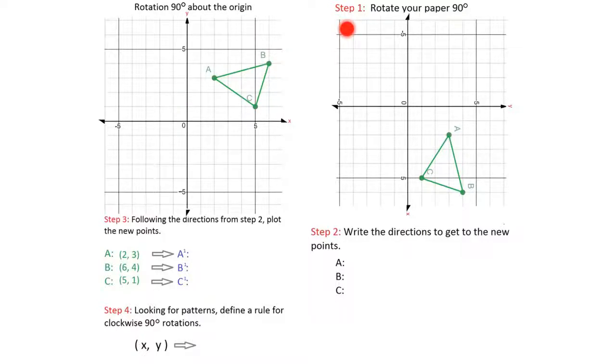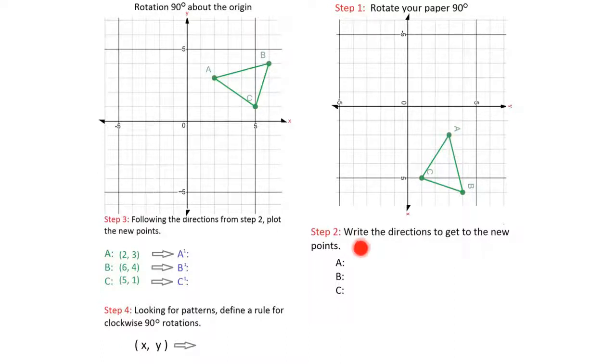So let's go ahead. In step 1, we're actually going to physically rotate our paper 90 degrees so we can get an idea of what our triangle will look like once it's been rotated. And here we can see it will fall in this quadrant, so it should end up here. And let's go ahead and figure out how the points moved.